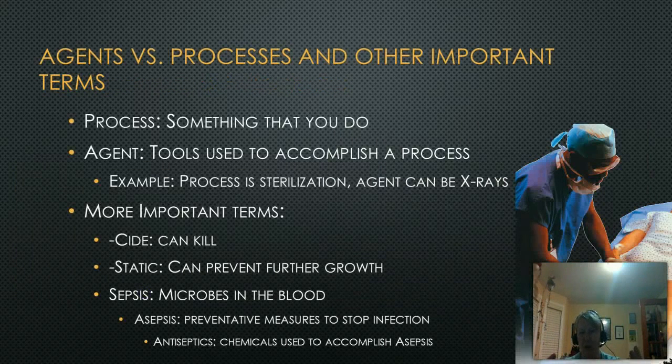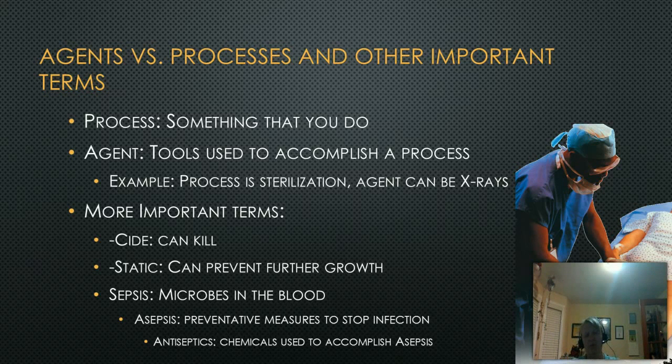So we have a couple important terms that we need to get straight before we can go into the next two topics. And this is agents and processes. So agents are the tools that we use to do something. That something we're going to do is a process. So for example, if I want to sterilize some surgical tools, that is a process. Sterilization is my process. Now, if I'm going to use x-rays to do that, I would use the x-rays in order to sterilize, so that's my agent. The same thing comes with bleach. If I'm disinfecting something, disinfection is my process, whereas bleach is my agent.